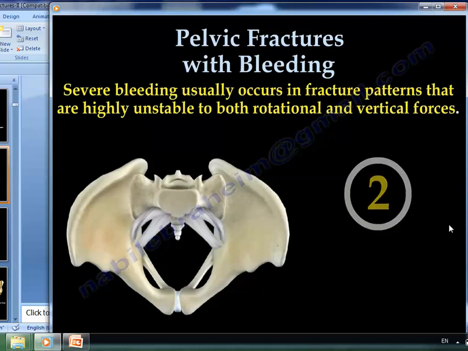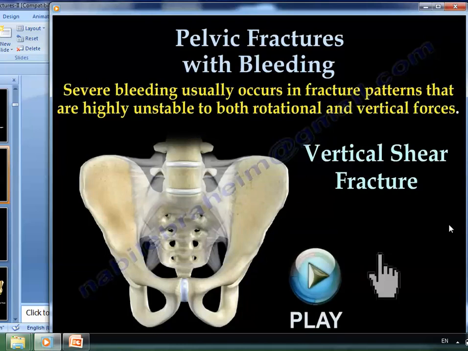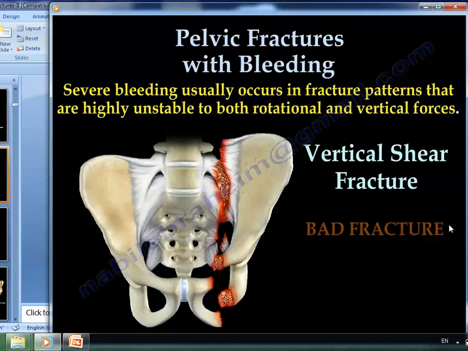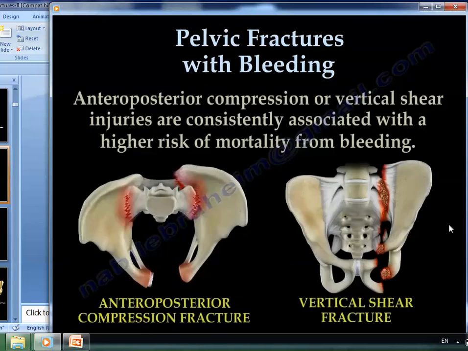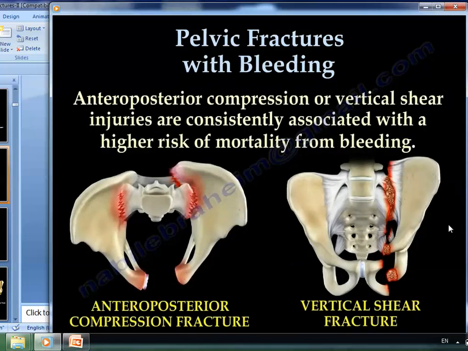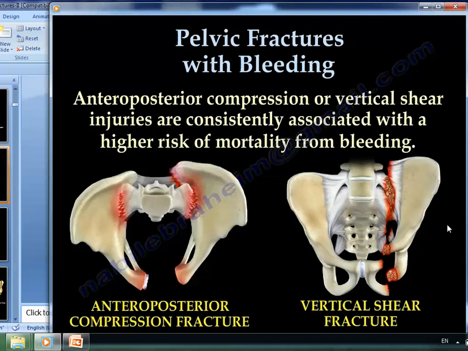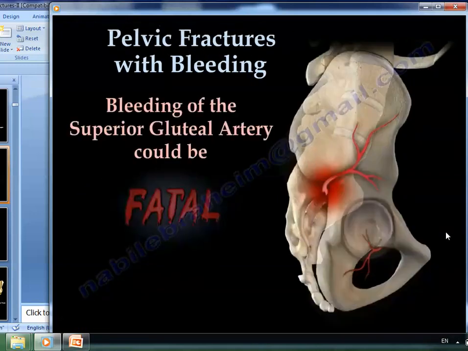The second type is the vertical shear fracture. The hemipelvis goes up. It is a bad fracture. You can see most of the ligaments are disrupted from front to back. You can see the two types, the anteroposterior compression fracture and vertical shear fracture. These are the two types that will bleed heavily and will require a lot of blood transfusion. The mortality rate is directly related to shock at the time of presentation. Bleeding from the superior gluteal artery may be fatal.